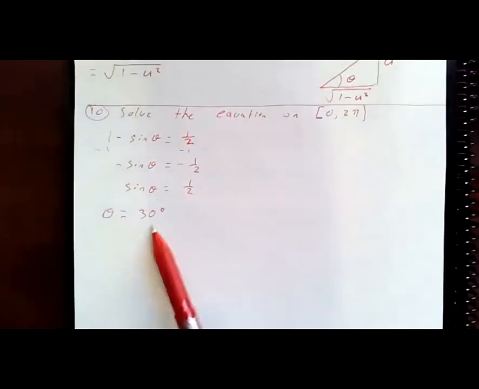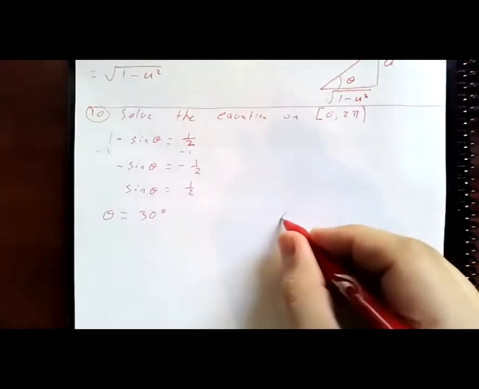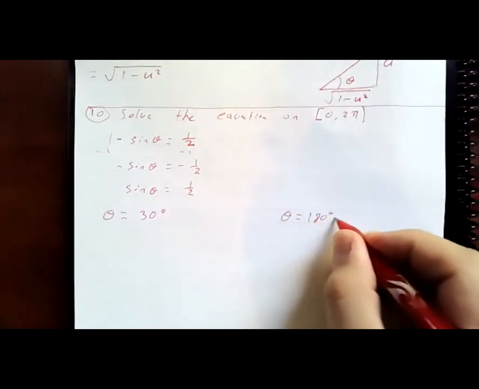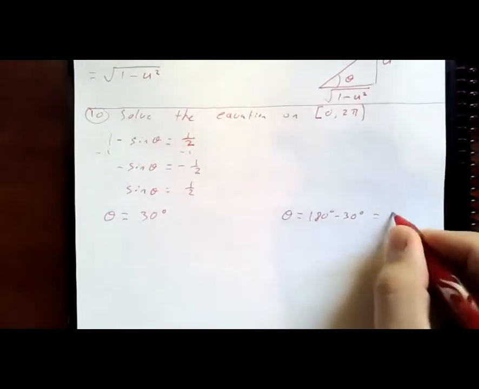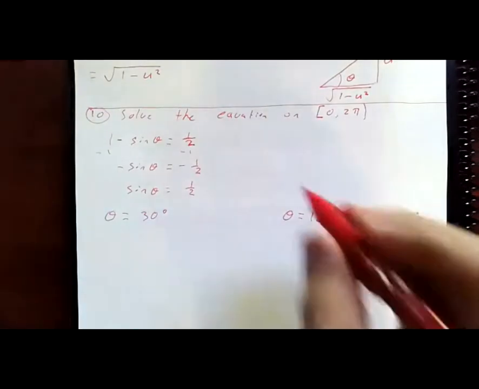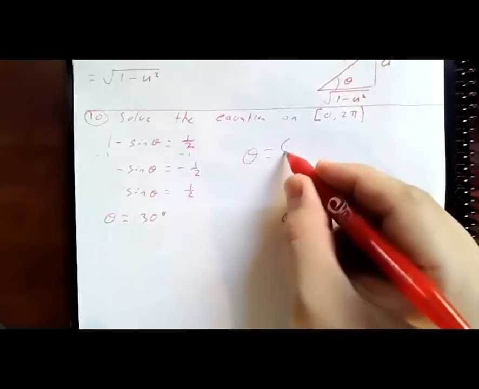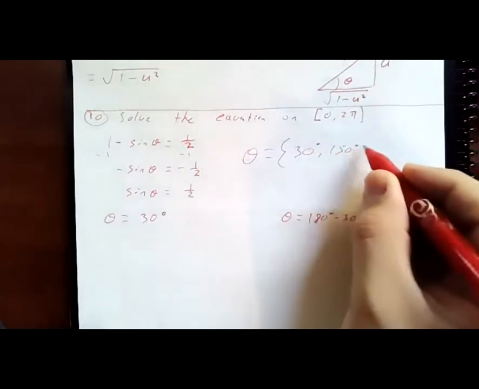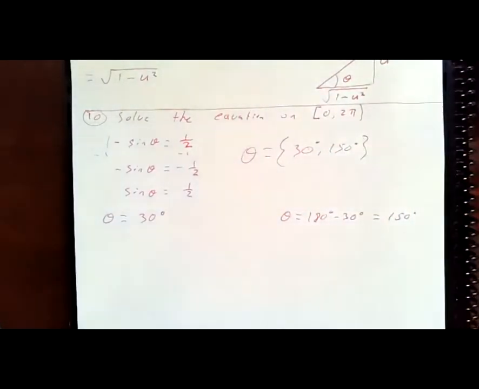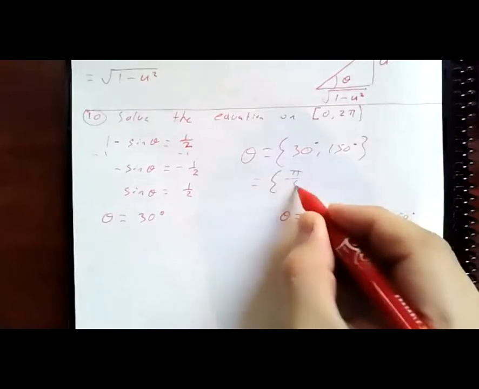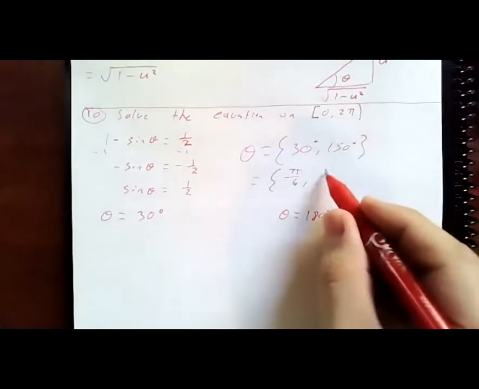If this is on a circle, then to find the other angle, you would do 180 minus 30. So these are my two angles. So the answer would be that theta is equal to 30 degrees, comma 150. Or they might have it in radians, but pi over 6, 5 pi over 6.